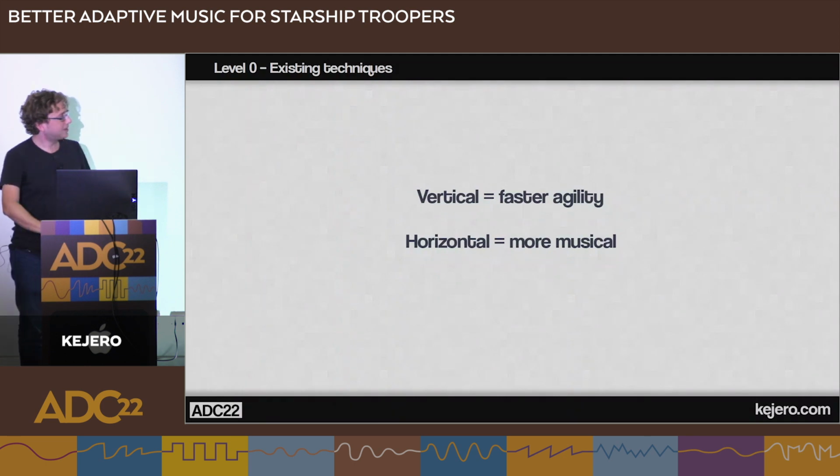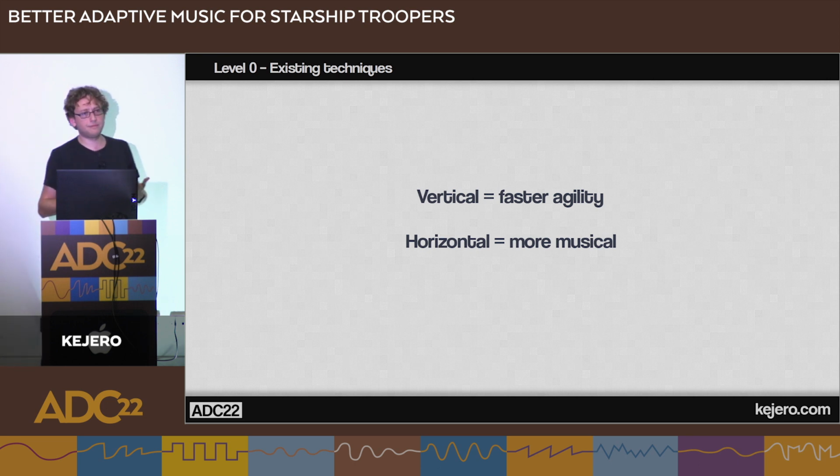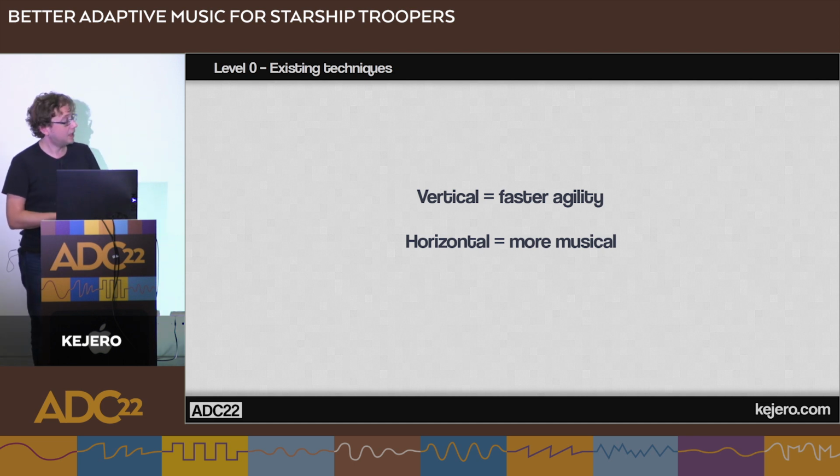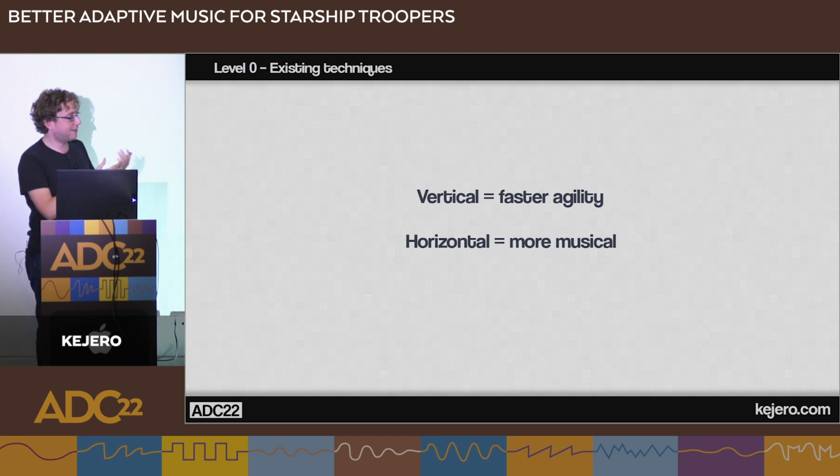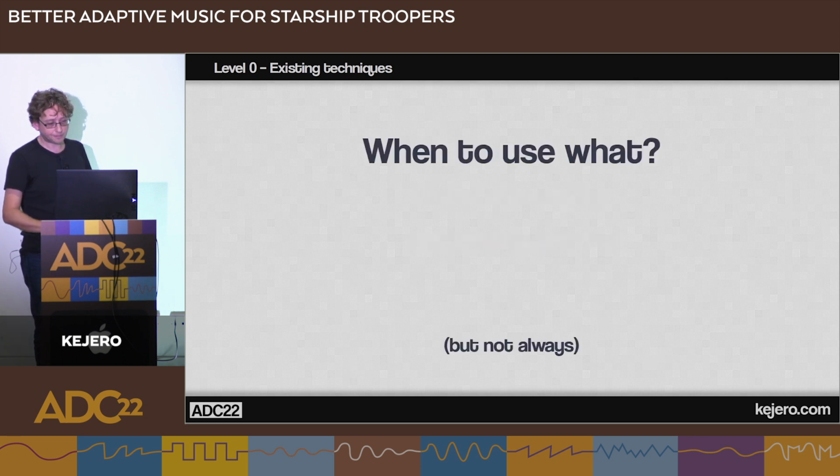Vertical is typically faster because you're just limited by the speed of the fade that you use. If you use a fade time of just 1 second, then that gives you an agility of 1 second, and that's pretty good. With a horizontal approach, especially if you're using segments, you're limited by the length of the segments because it has to play out. But the result is more musical because you don't have to use fades.